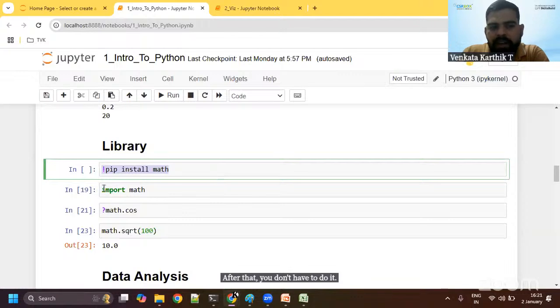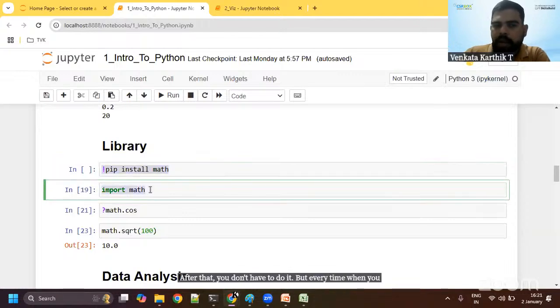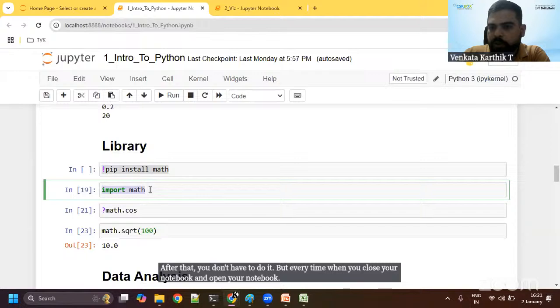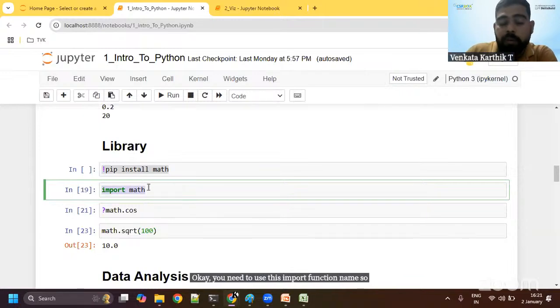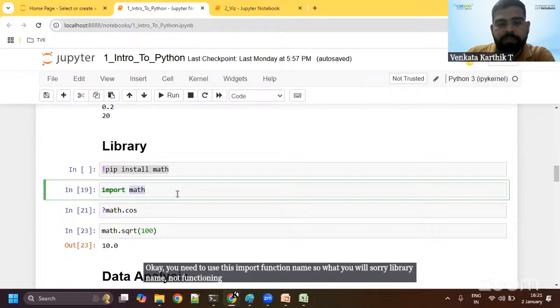But every time when you close your notebook and open your notebook, okay, you need to use this import library name. Sorry, library name, not function name. So what we need to do is you just say import and then the library name. It will show you this.